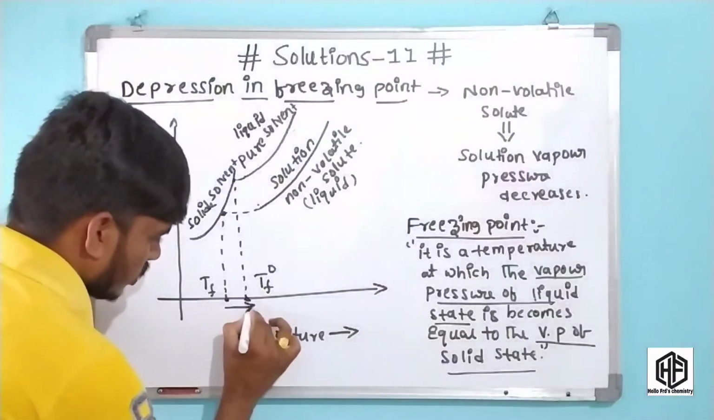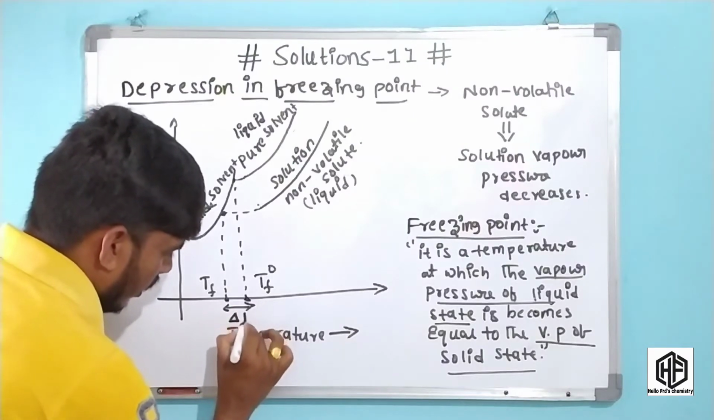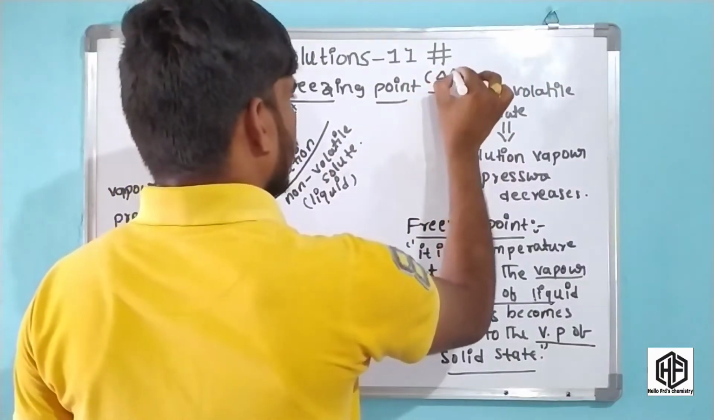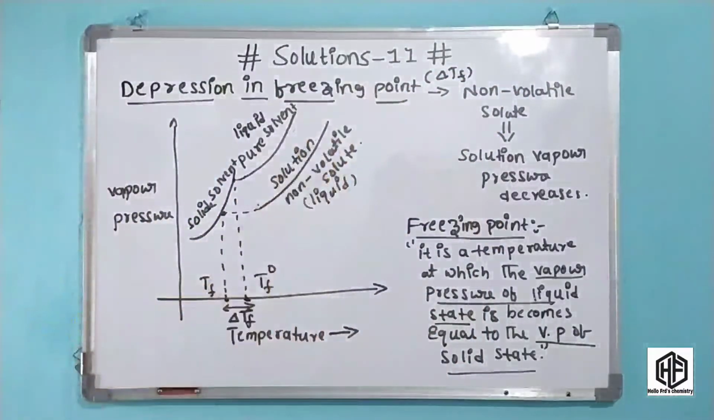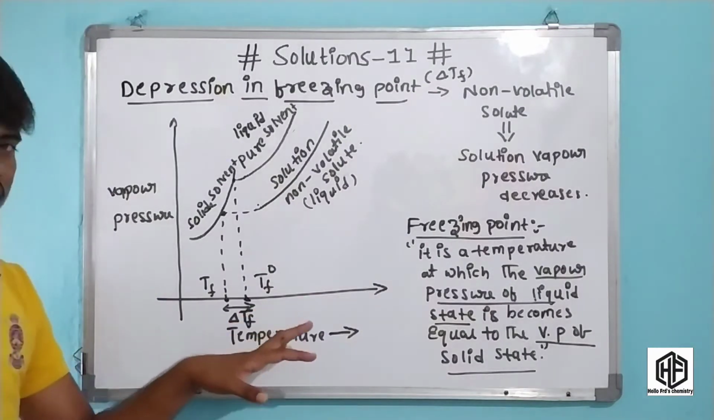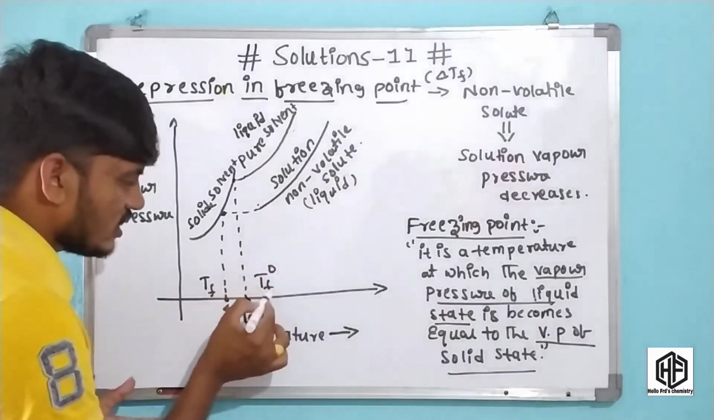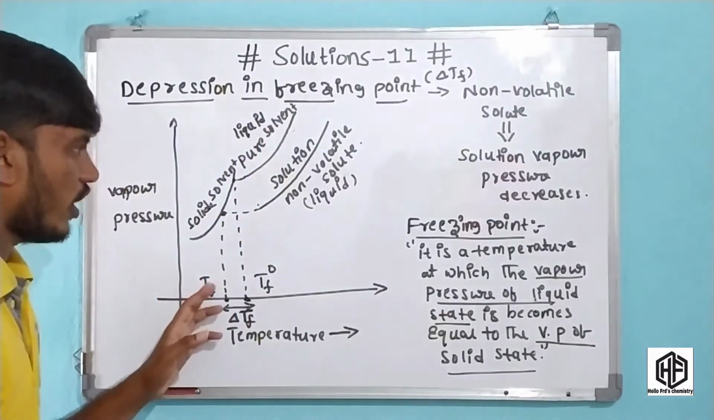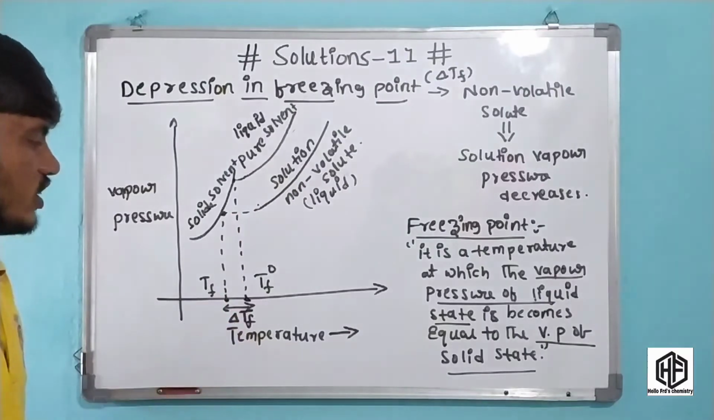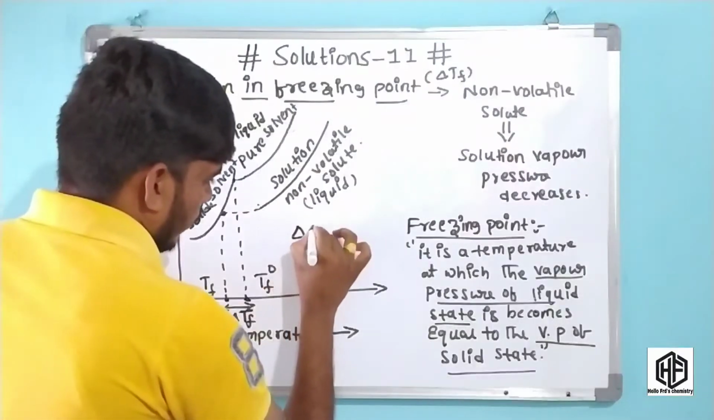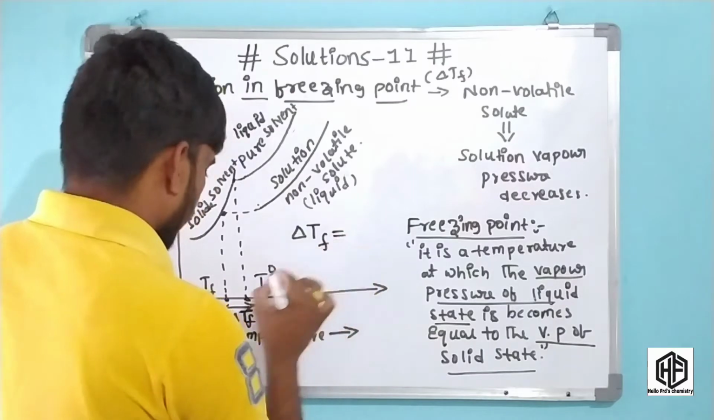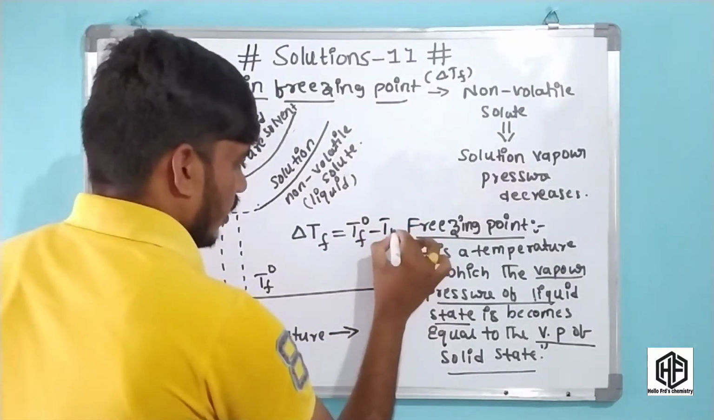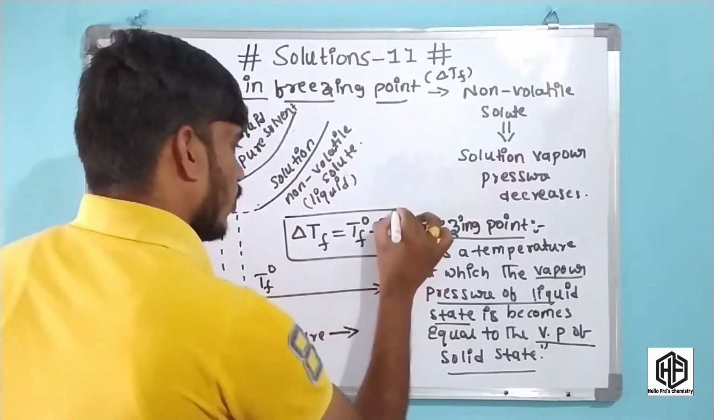Now this difference is called delta TF. This delta TF is also called depression in freezing point. Okay friends, what is depression in freezing point? It is the freezing point of the pure solvent minus the freezing point of the solution. Depression in freezing point, delta TF, is equal to TF0 minus TF.